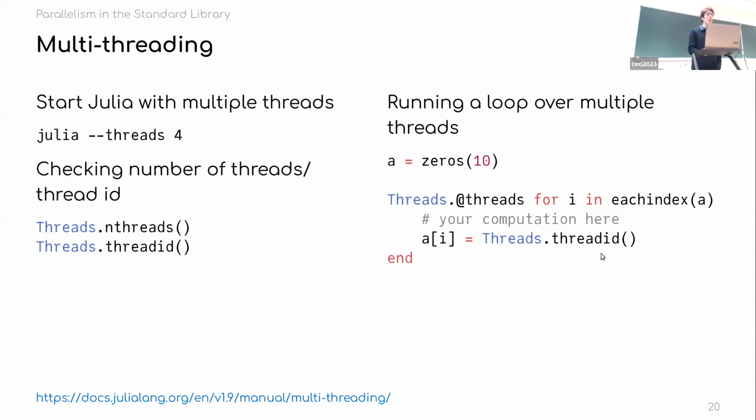So here is just an example. I'm taking an array and I'm writing the thread ID of each iteration in that place. So then at the end, A would have just 1, 2, or 4, etc., depending on the thread that ran at that point. Again, you can check the manual.